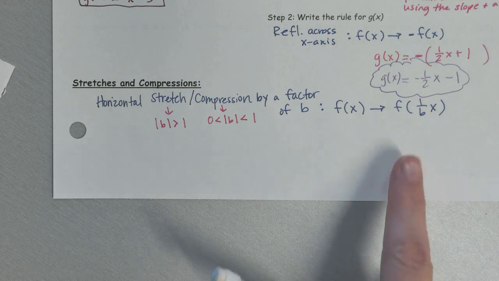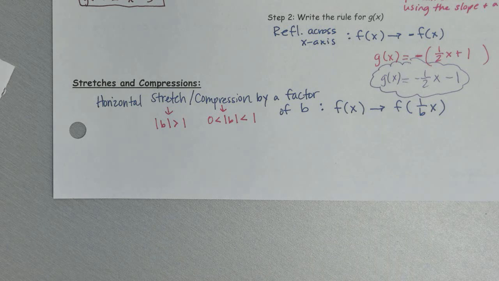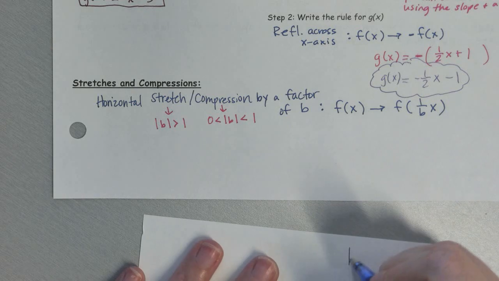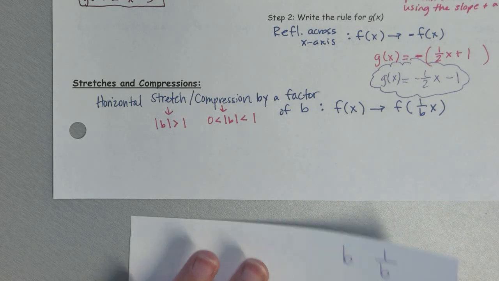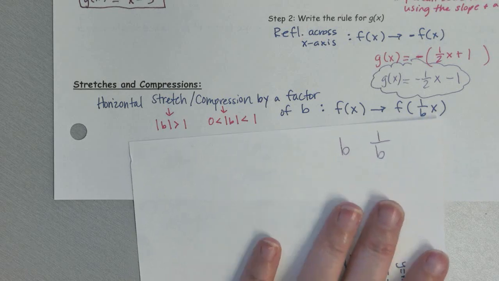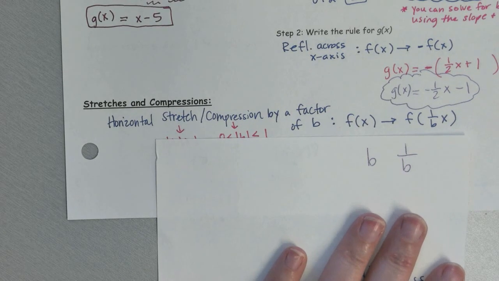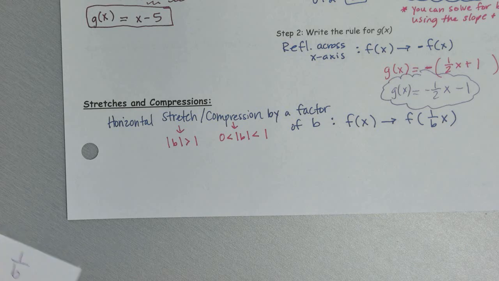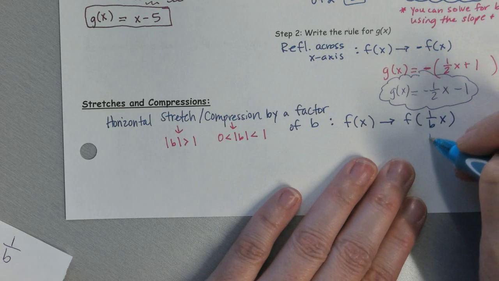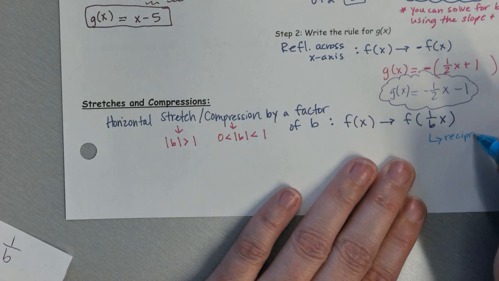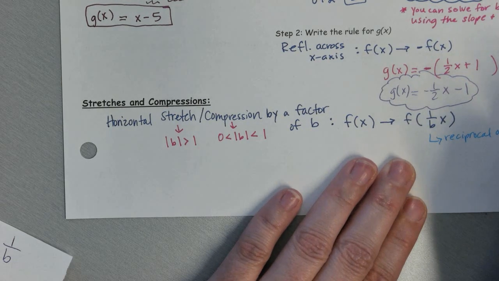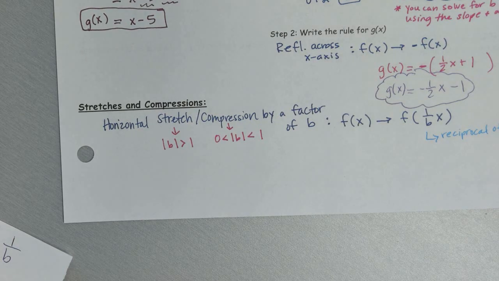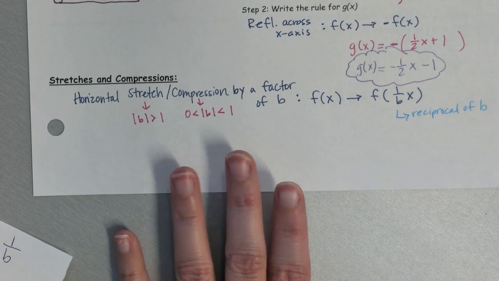Now we're going to talk about this 1 over b. When you put 1 over a number, do you guys know the relationship between b and 1 over b? You guys know what those would be called? Yes, good. It's the reciprocal. So, when you are doing this, you are going to always use the reciprocal of b.